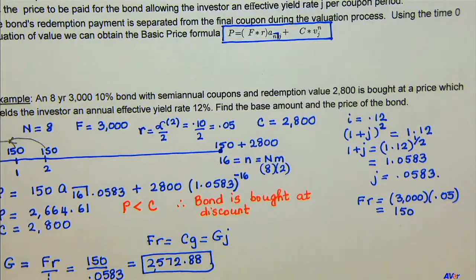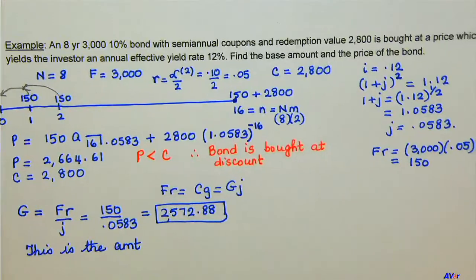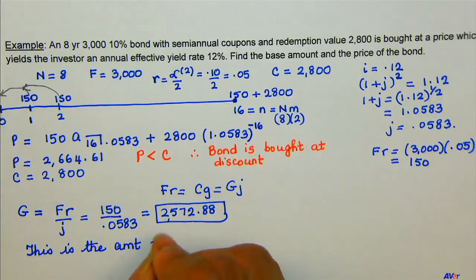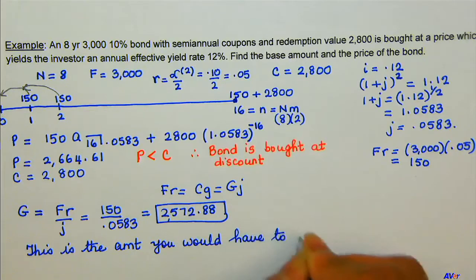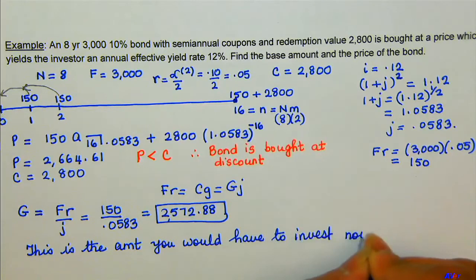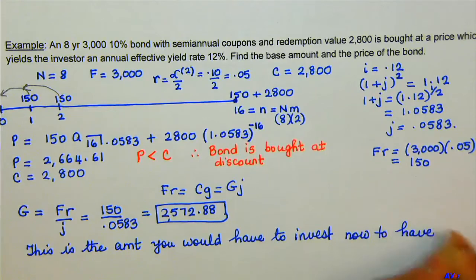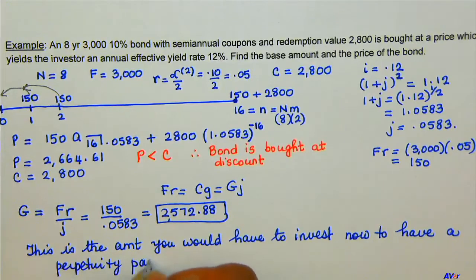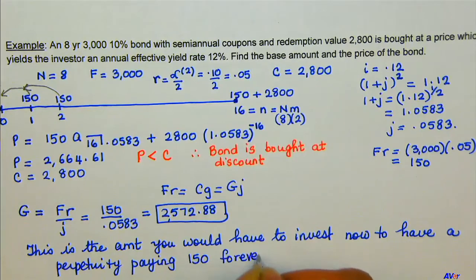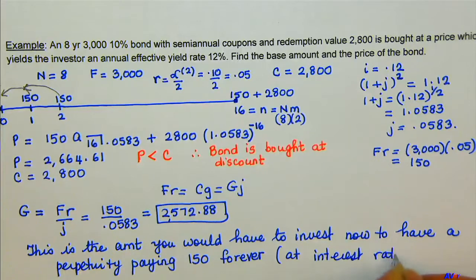This is the amount you would have to invest now to have a perpetuity paying 150 forever, at interest rate J per 6-month period.